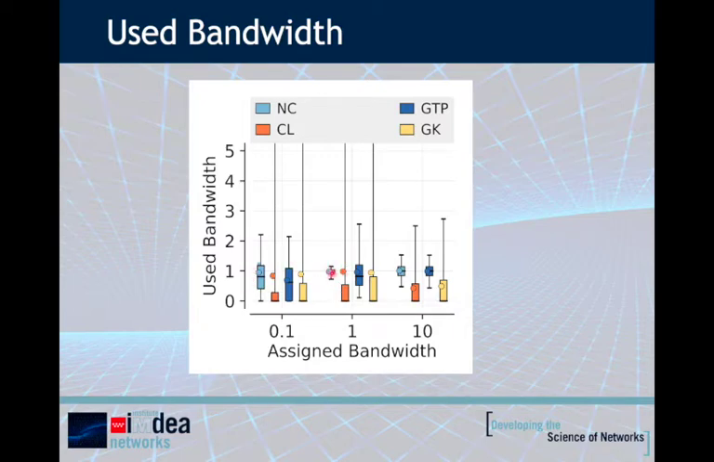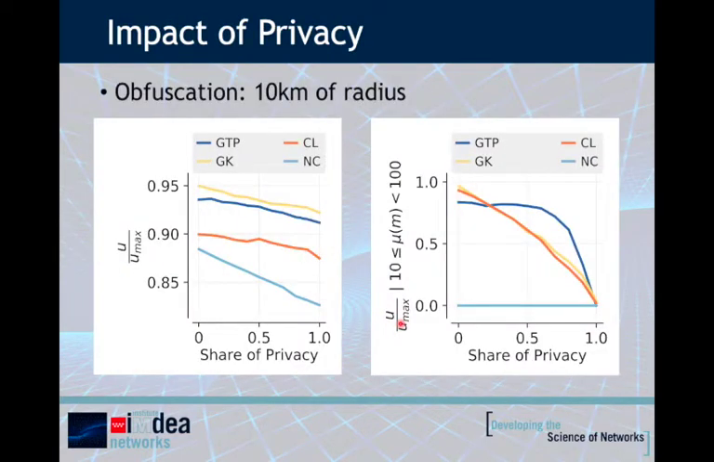Well, when we look at the impact of privacy, what we're showing on the x-axis in these two plots is the situation from having all vehicles providing the exact locations to having all vehicles being privacy aware with 10 kilometers of radius in the area that they declare to the server. And as we can see, the clustering with perfect detection is quite okay.